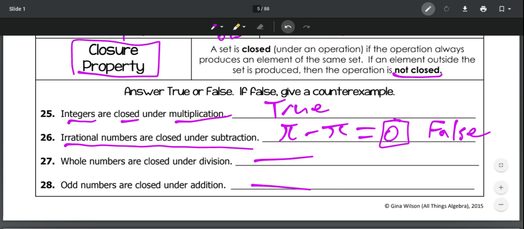I'm going to let you do those two. So basically what it's asking you, it says whole numbers closed under division. That means, can two whole numbers be divided and give me a whole number? I want you to figure that out. And then odd numbers are closed under addition. Can I add two odd numbers and get an odd number always? If you can find a counterexample, that means it's false. Okay?